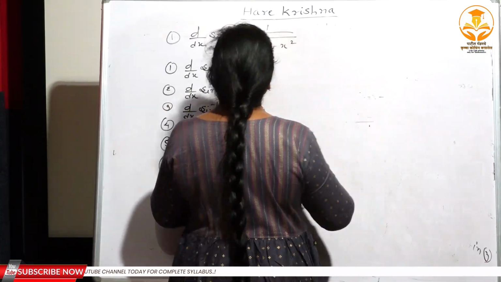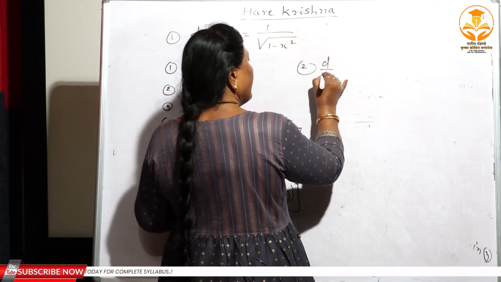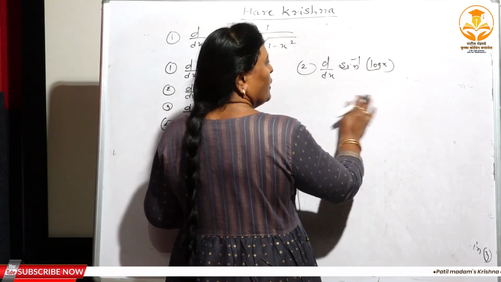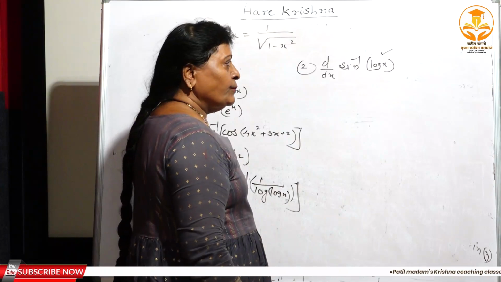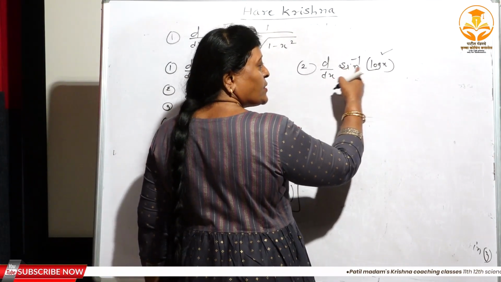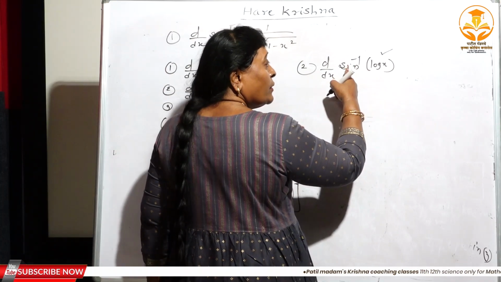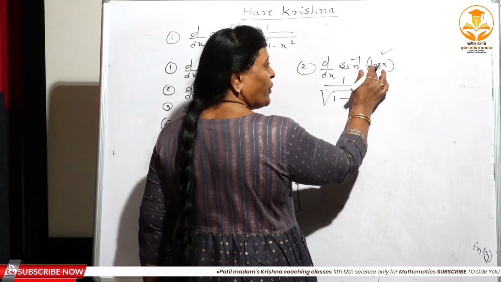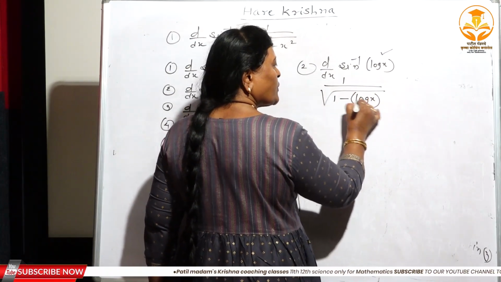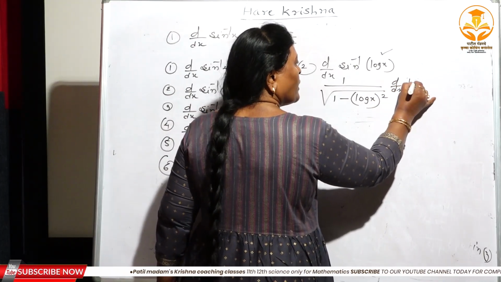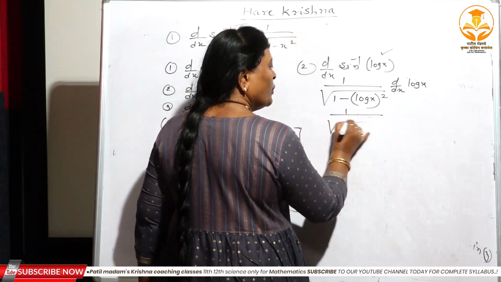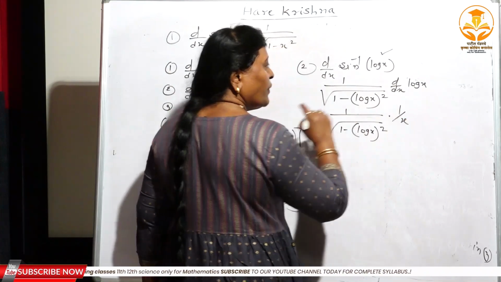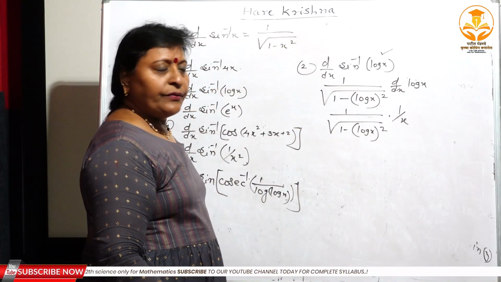See the second one. d/dx of sine inverse of log x. Right? Now again, you have to consider this as u. So, d/dx of sine inverse, this you have to consider as u. The derivative of sine inverse u, that is again 1 upon root of 1 minus u square. What is u? Log x. Log x whole square. And again d/dx of log x. So, 1 upon root of 1 minus log x whole square. And the derivative of log x, that is 1 by x. This is the solution of the second one, isn't it?